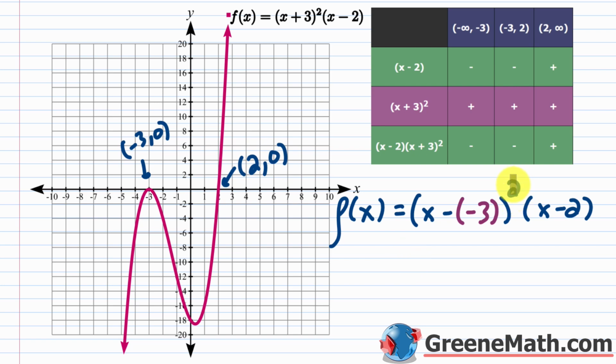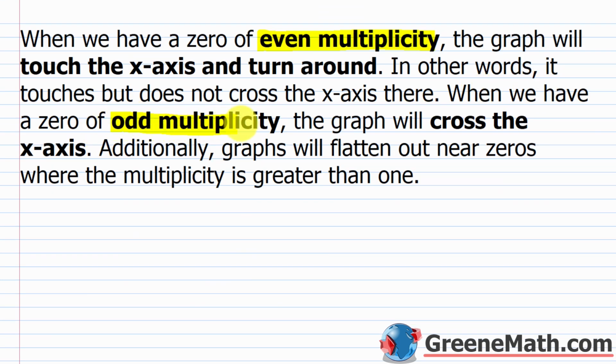Now I want you to notice that this exponent here is even. It's 2, so that means this is a 0 of multiplicity 2. Notice that this graph comes up and touches there and then turns back around. It does not cross through like this one does. Let me go back. When we have a 0 of odd multiplicity, so something like 1, 3, 5, 7, and so forth, the graph will cross the x-axis. Additionally, graphs will flatten out near zeros where the multiplicity is greater than 1. So if you have a multiplicity of just 1, it's just going to cross straight through. It's not going to flatten out.